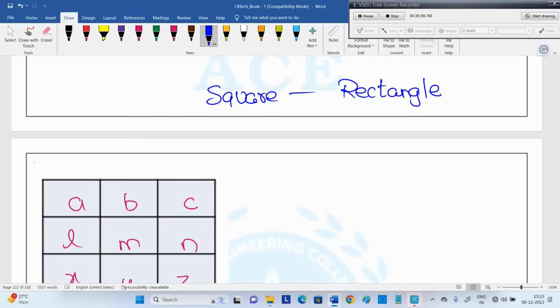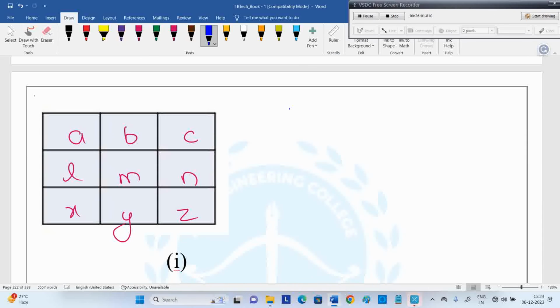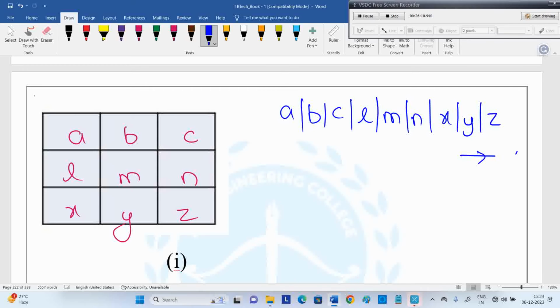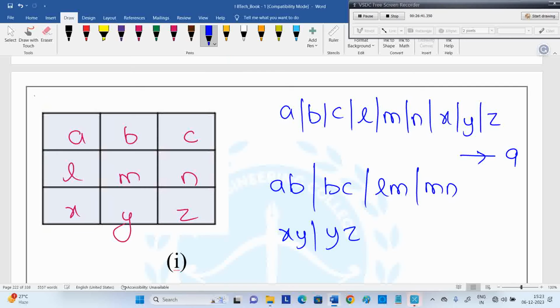Unless they ask otherwise, a square is always a rectangle. Now here A is a rectangle, B is a rectangle, C is a rectangle, L, M, N, X, Y, Z. I'm giving you the manual counting. How many here? 9. Super. Now, one combination done. Now what do you want to count, square or rectangle? Rectangle. Now don't go for 4 combinations, try two combinations also. Is AB a rectangle or not? AB rectangle, BC, LM, MN, similarly XY, YZ. That's it, or is there still anything?